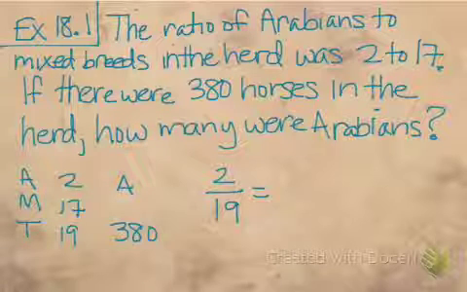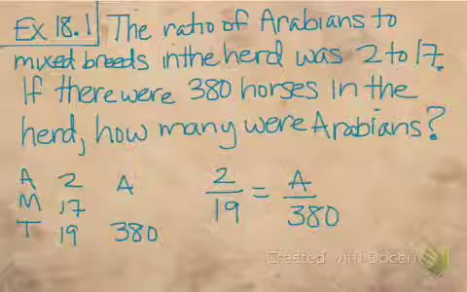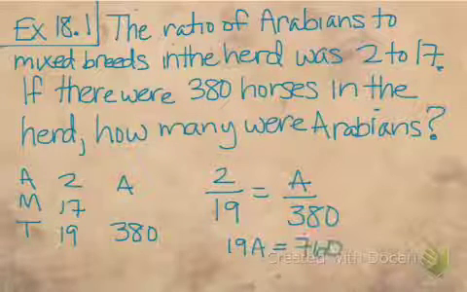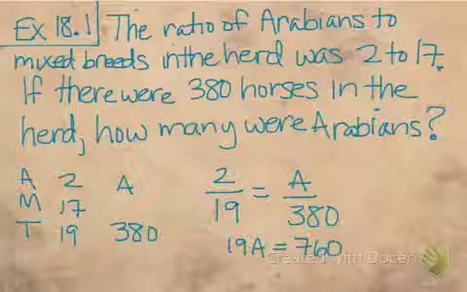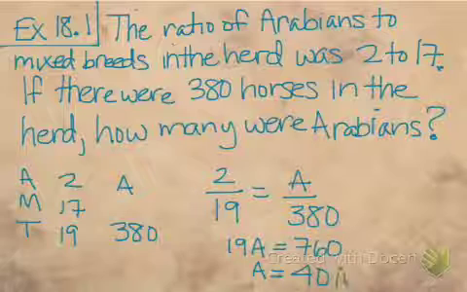Now we can use a proportion to solve. 2 is to 19 as A is to 380. From here, we can cross multiply. 19A equals 2 times 380, or 760. Divide both sides by 19, and we find that A is equal to 40.